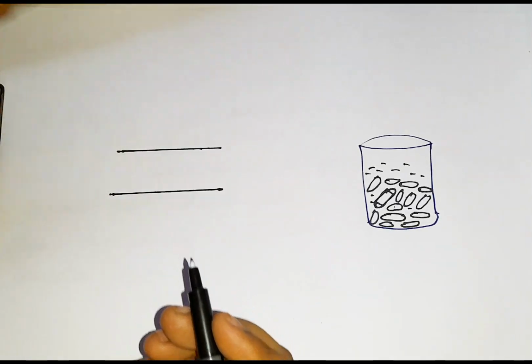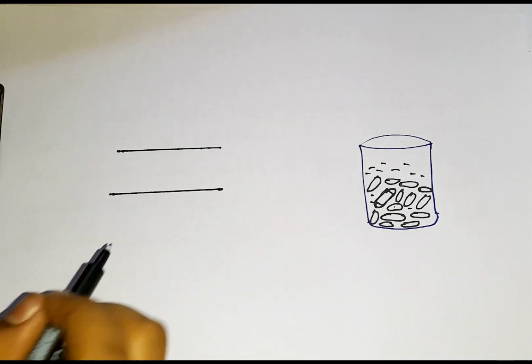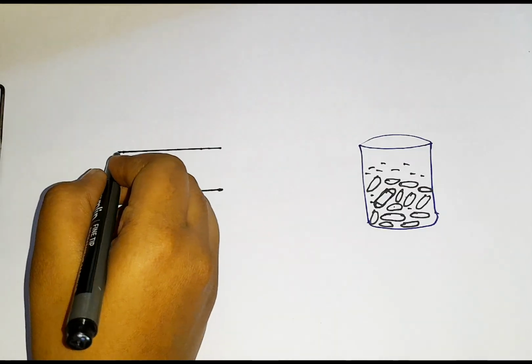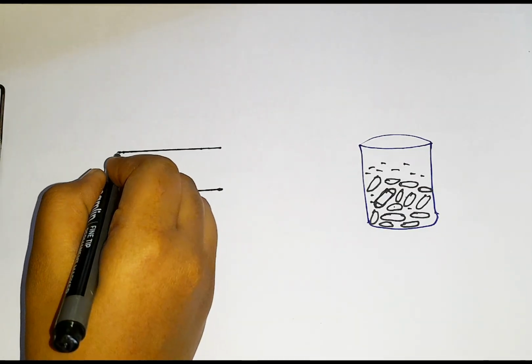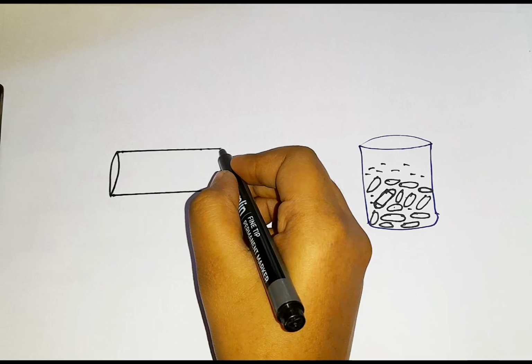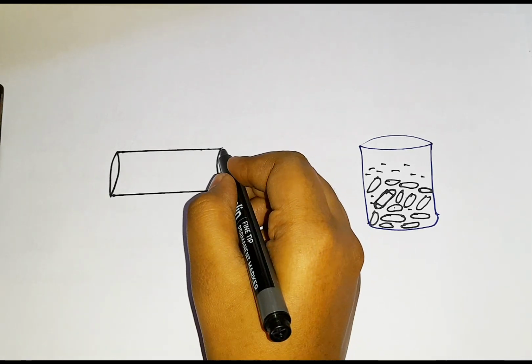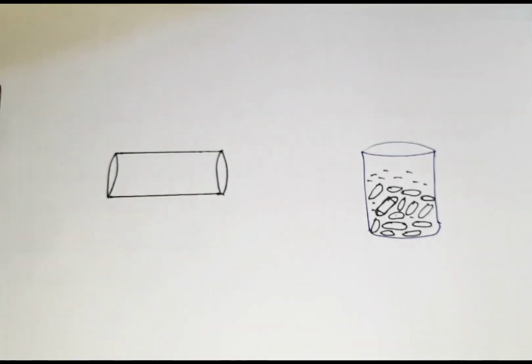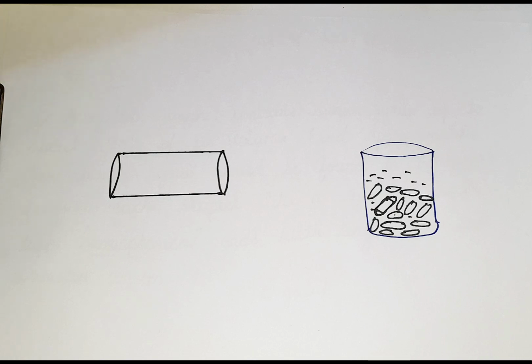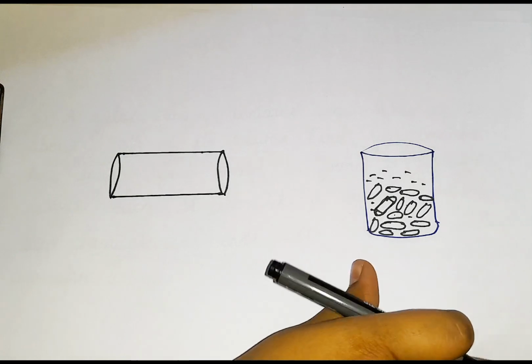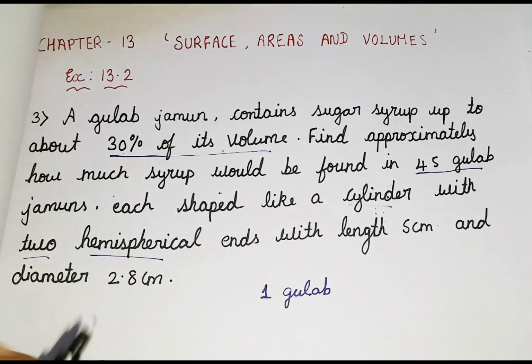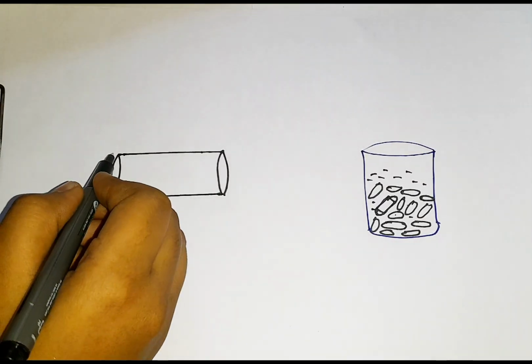I just drew the basic structure of a cylinder, and then we can put in the edges. Do you guys know this is a cylinder? Of course, this is a cylinder. There are two hemispherical ends according to the question, so you can see two hemispherical ends. Am I right? So let us draw a hemisphere.